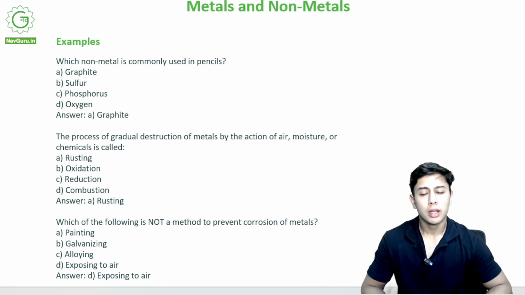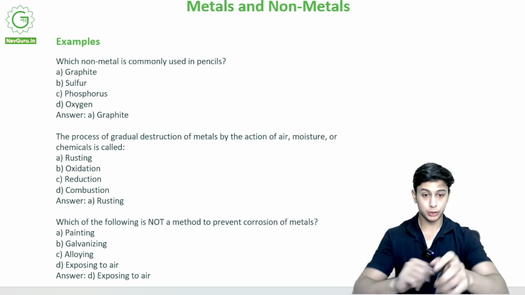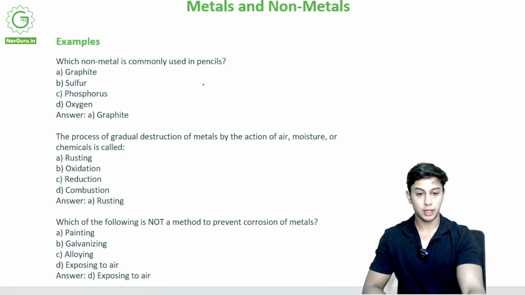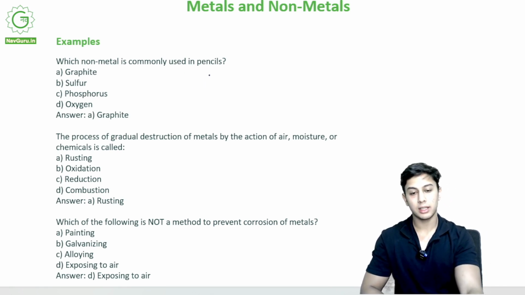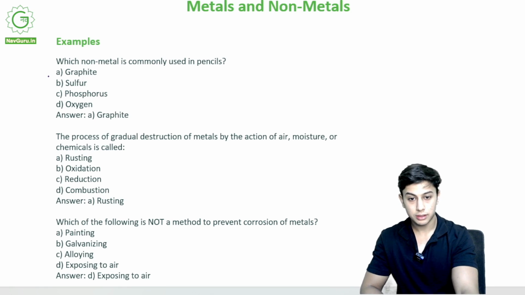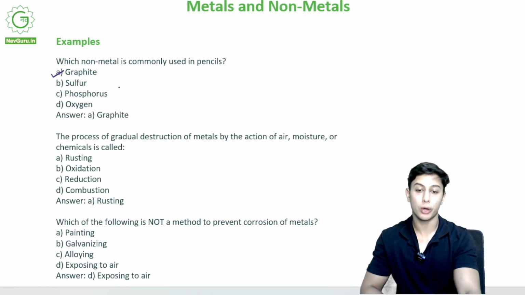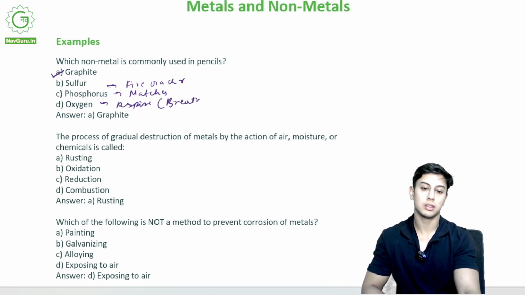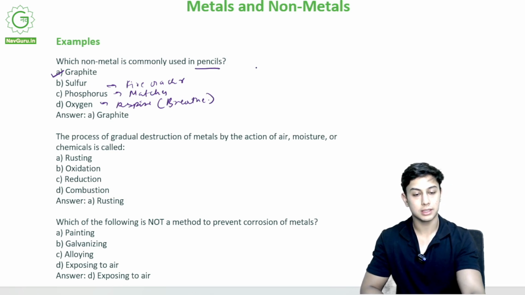Which non-metal is commonly used in pencils? I told you. This non-metal is also a good conductor of heat and electricity. This non-metal is graphite. Sulfur, no. Phosphorus is used in matches. Sulfur is used in firecrackers. Oxygen is used to respire, breathe. Graphite is used in pencils. Lead pencil. What is lead? Graphite.